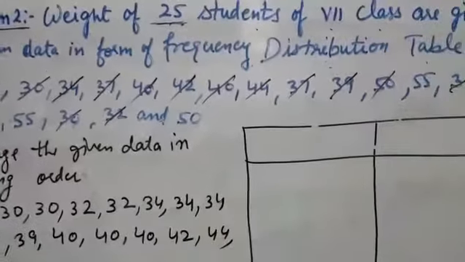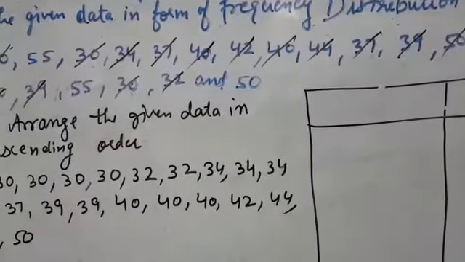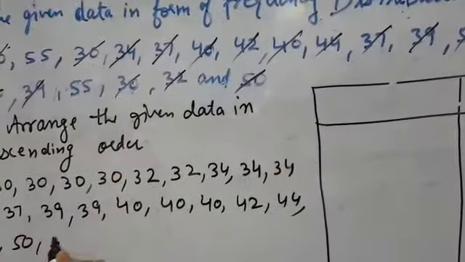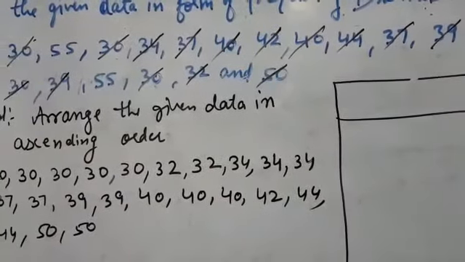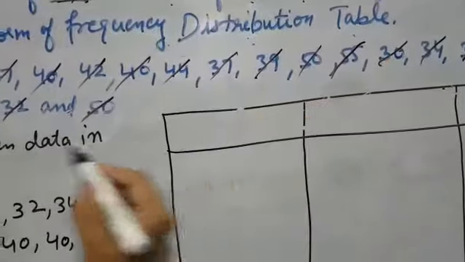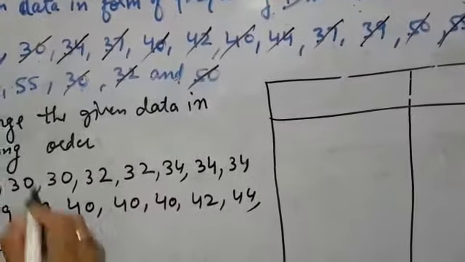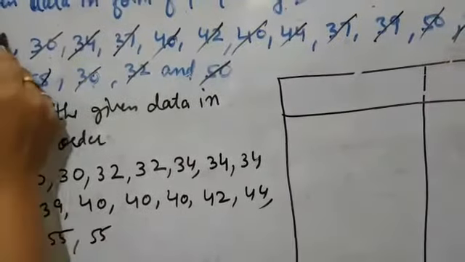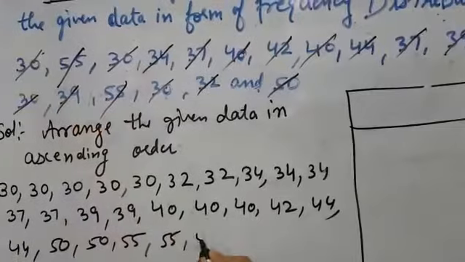So here it is, 50 and one more 50. So next 55. 55 and one is the second one, 55.